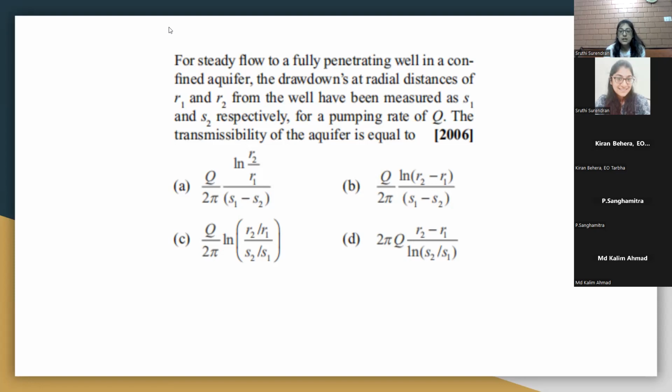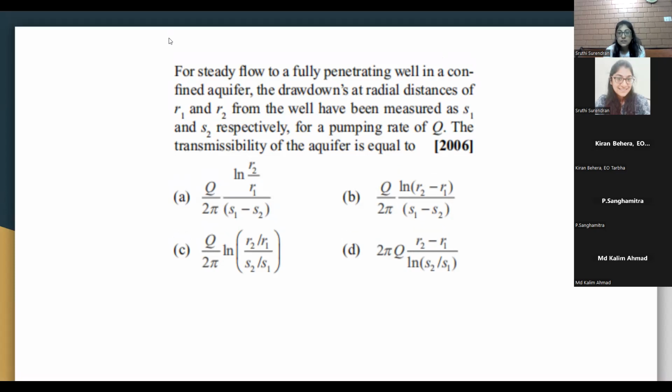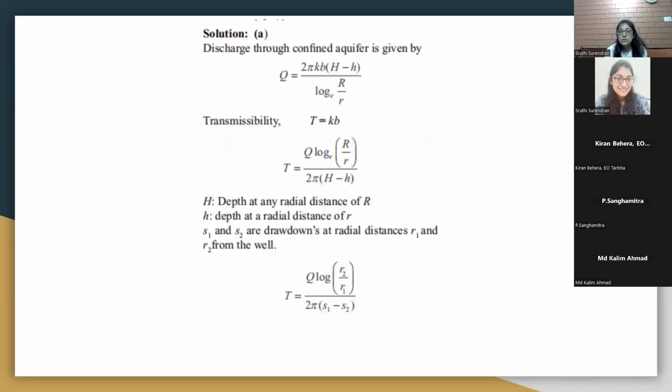Does anyone have an answer, or shall I move on to the solution? D, 2 pi Q (R2 minus R1) by ln (S2 minus S1). Okay. I think you will have to be familiar with the formulas for discharge for an unconfined aquifer and confined aquifer. This will help us in getting the transmissibility of it. So let's move on to the answer.